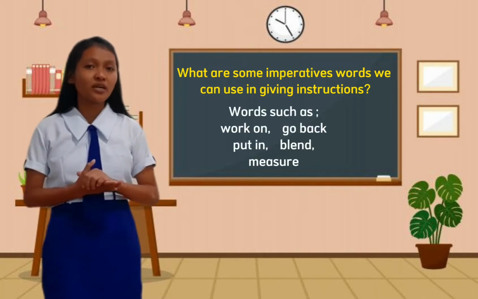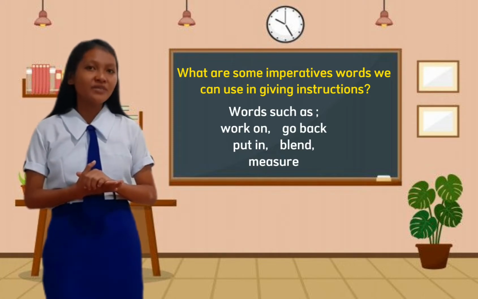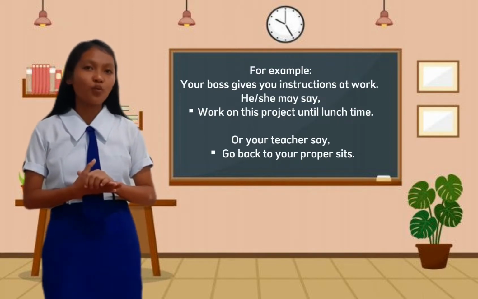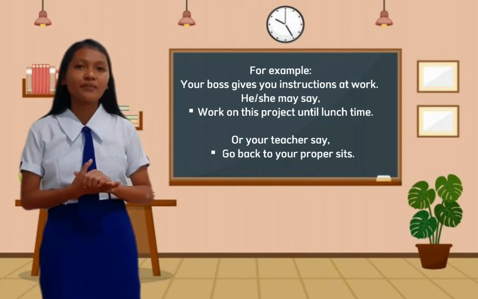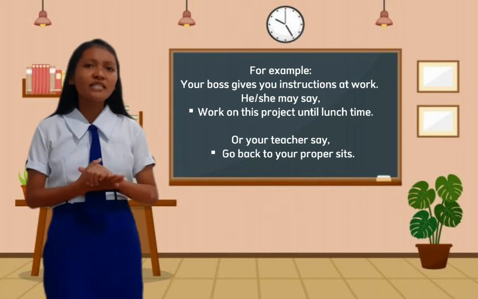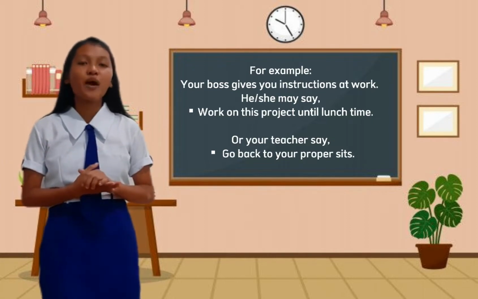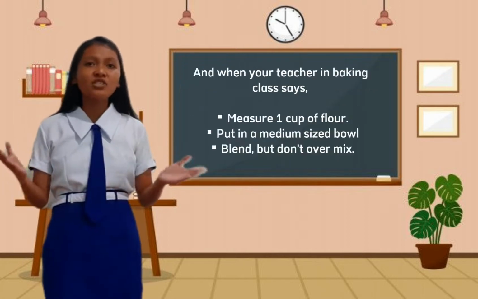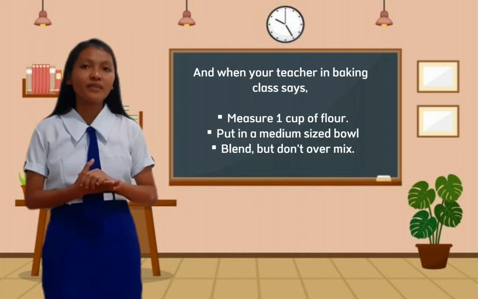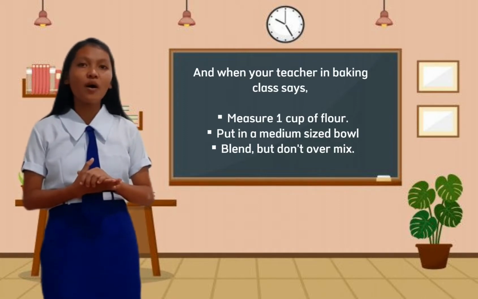Third, what are some imperative words we can use in giving instructions? Words such as work on, go back, put in, blend, and measure. For example, your boss gives you instructions at work. She may say, work on this project until lunchtime. Or your teacher says, go back to your proper seats. And your teacher in baking class says, measure one cup of flour. Put in a medium-sized bowl.